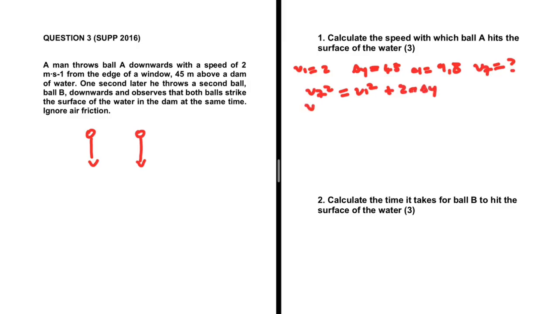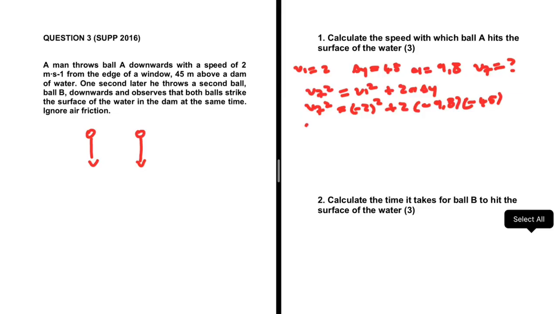We're interested in Vf. Vi is 2 meters per second downwards. If we take up as positive, Vi should be minus 2 squared plus 2 multiplied by the acceleration. The acceleration is always downwards, so that is minus 9.8. When a body is in free fall, the acceleration is always 9.8 meters per second squared downwards. And then delta Y is minus 45, right? When it strikes the ground, it is minus 45 meters from the starting point.